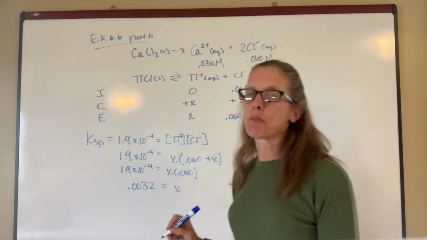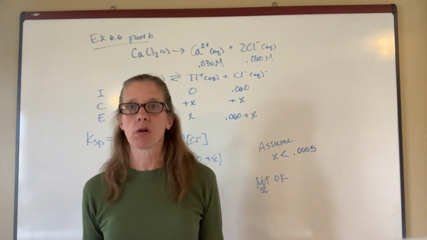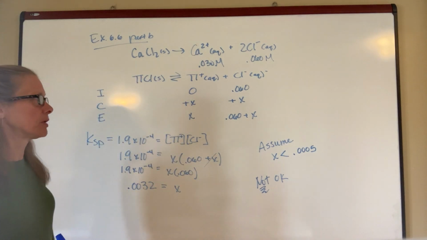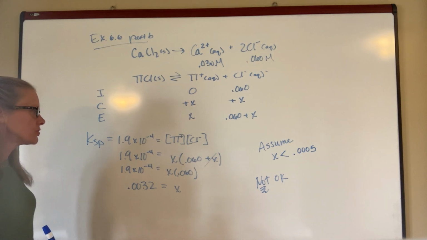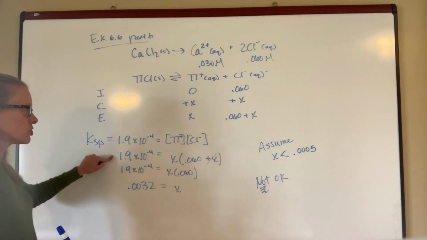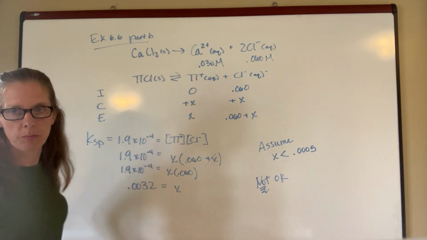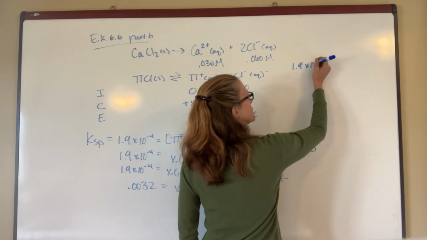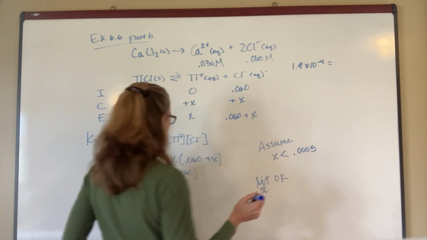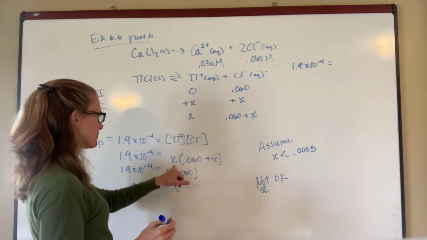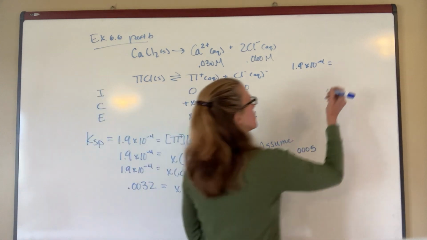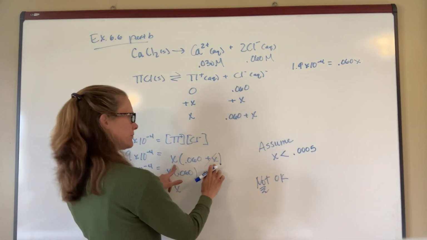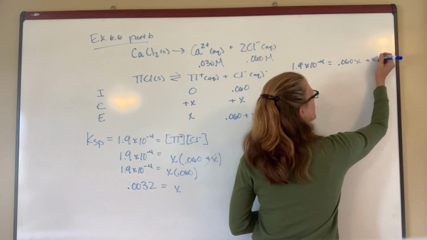And I'm going to have to go back and solve this equation the hard way. It's not going to factor. It's not going to be a pretty equation to factor at all. So let's go back to this initial equation and figure out what this is going to be. So I'm going to have 1.9 times 10 to the minus 4 equals x times 0.060, which is 0.060x, and then I'm going to have an x squared here, plus x squared.